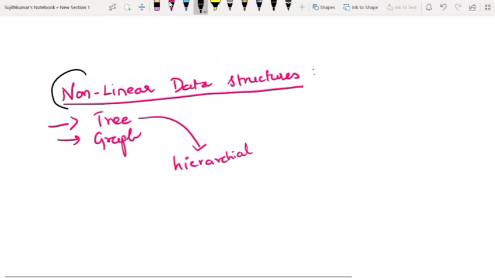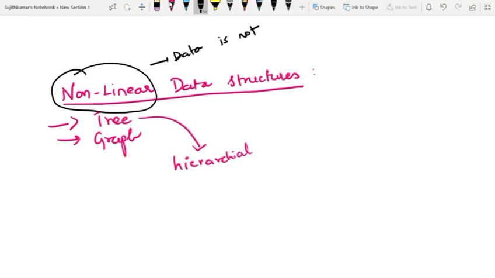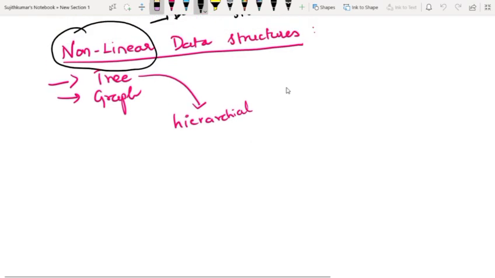The name non-linear means the data is not stored sequentially. Because of that reason, I am calling these non-linear data structures. So I have two types of data structures, of course. One is tree and another one is graph. A tree is hierarchical, and a graph is not necessarily hierarchical. It may be or may not be. So it's hierarchical data. What do you mean by that?